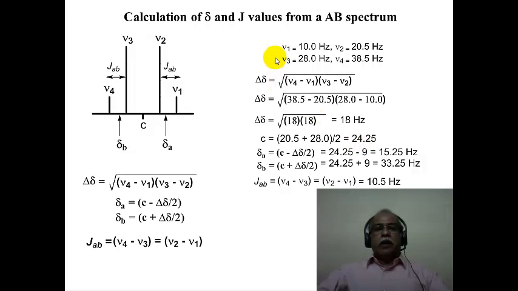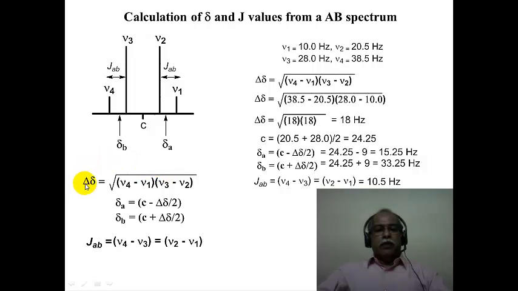Now, how does one calculate the delta value and J value from an AB spectrum? Consider this to be an AB spectrum. One sees four frequencies, frequency 1, frequency 2, frequency 3 and frequency 4, labeled as mu1, mu2, mu3 and mu4. Now, the difference between mu1 and mu2 is the JAB, or between mu3 and mu4 is the JAB. So, the J value can be easily measured from an AB spectrum by measuring the difference in the frequency between 1 and 2, or 3 and 4.